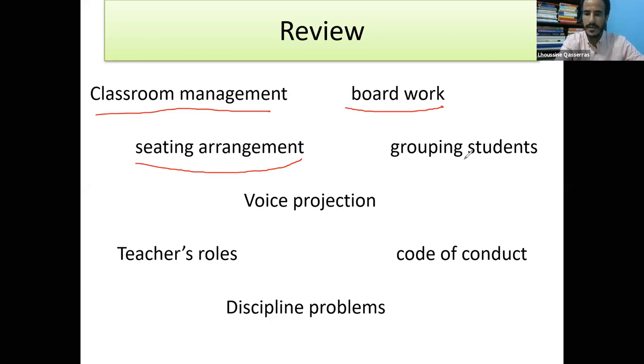Yes, sir? Okay. The way we organize students' seats. Good, Iman. Types of sitting. Circles, Aisha said, separate tables, horseshoe, wonderful. Thank you. Grouping students. Give me some examples.